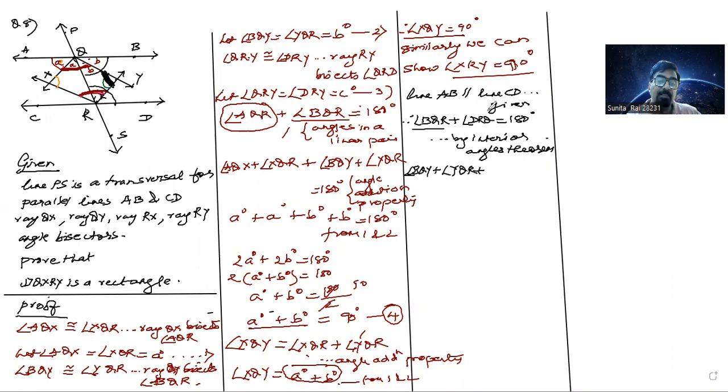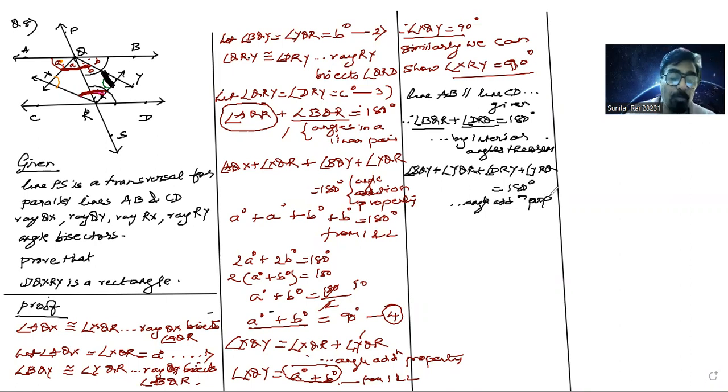In the same way, angle DRQ can be split as DRY plus YRQ. So what will happen, children? I split this angle DRQ as DRY plus angle YRQ, and it is equal to 180 degrees. The reason is the same, children: angle addition property.